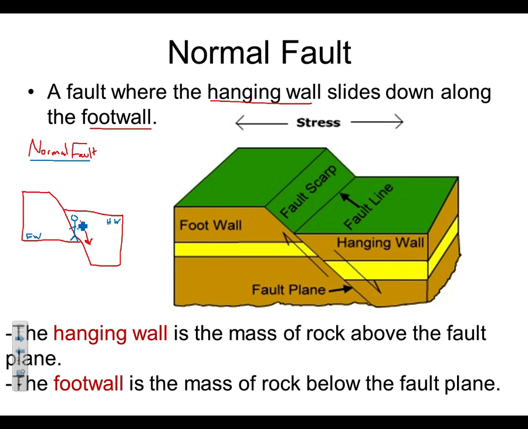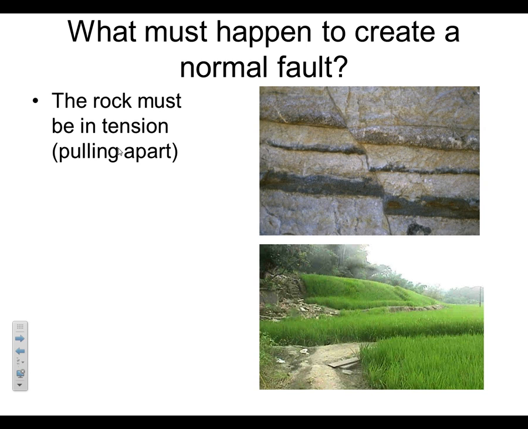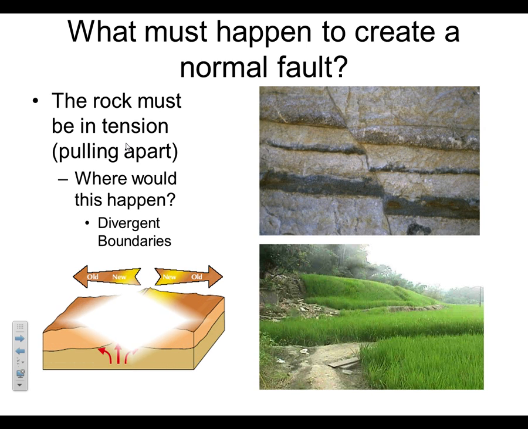Well, what has to happen to have the hanging wall slide down along the footwall? Are the two sides of the fault coming together, or are they going apart, or are they sliding next to each other? What would allow that fault to slide down? Kind of see a little hint right here. The plates are going to separate, and that's going to allow the fault to slide down because the two plates have pulled apart. So what must happen to create the normal fault? The rock must be in tension, so it's being pulled apart. So where would that happen? It happens at divergent boundaries. So when the land pulls apart, it allows one of them to slip down.